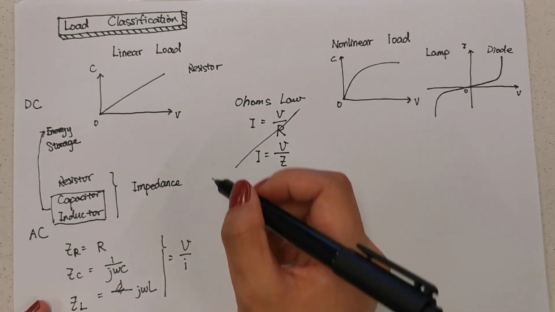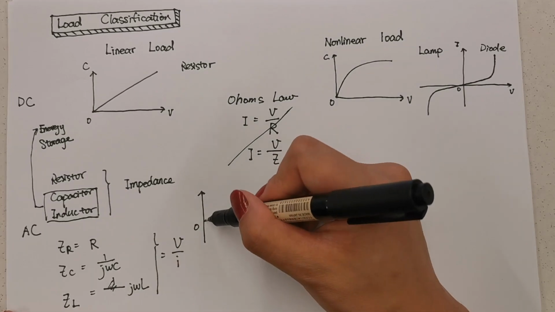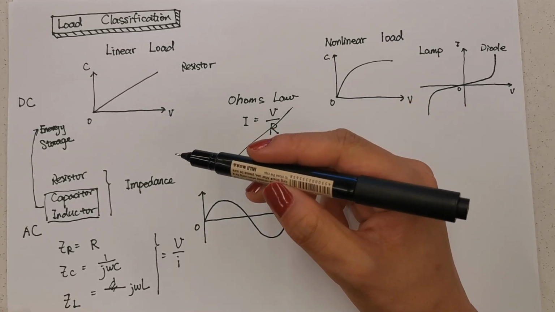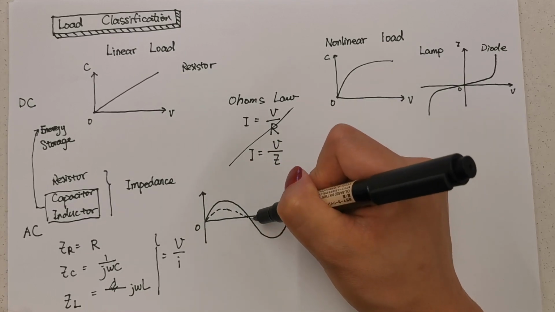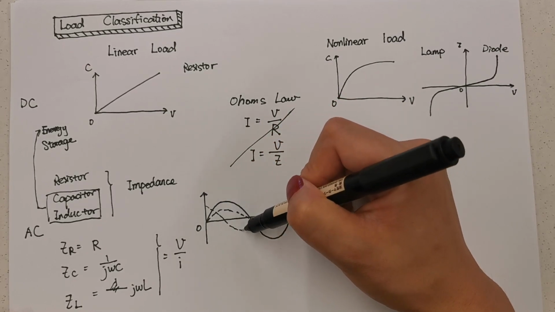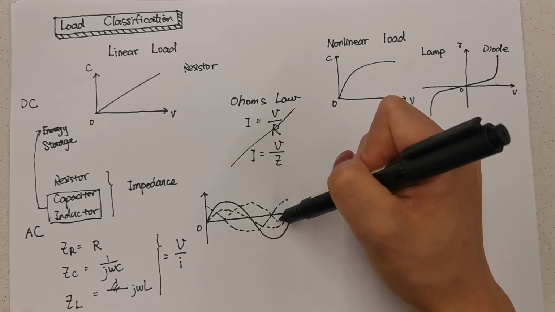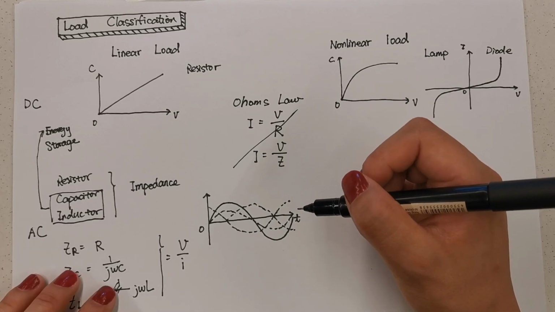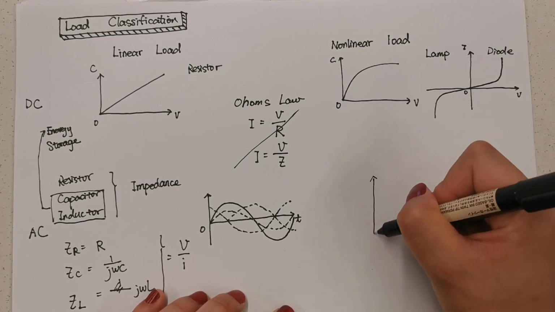If we put this on time scale, we can see something like this. We got a sinusoid voltage source like this, and the current on resistor looks like this. The current on capacitor looks like this. And the current on inductor looks like this. The current only shifts left or right on those linear loads.